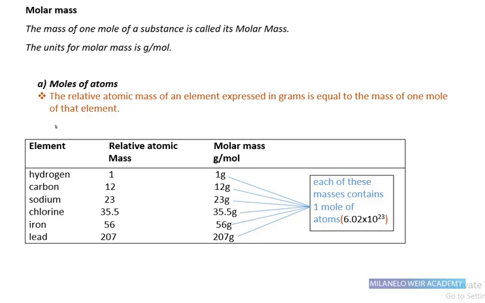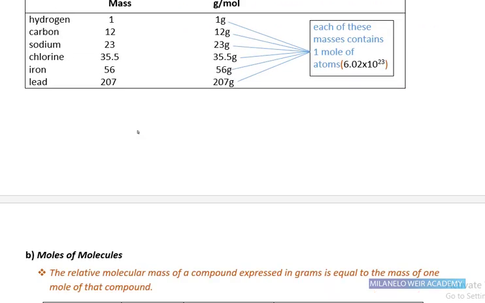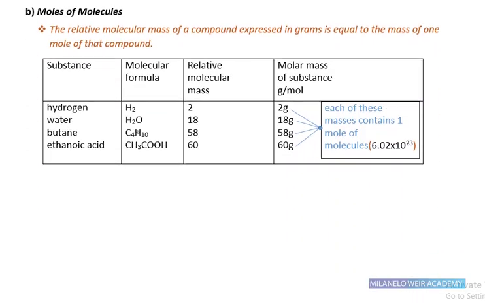Now moles of molecules. The relative molecular mass of a compound expressed in grams is equal to the mass of 1 mole of that compound. The substances here are hydrogen, water, butane and ethanoic acid, with their molecular formulas and relative molecular masses.